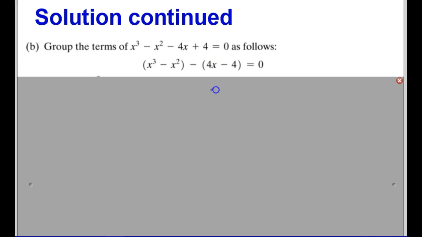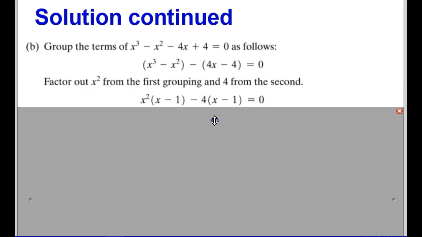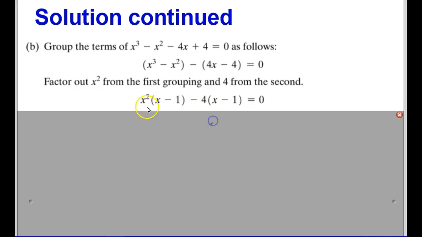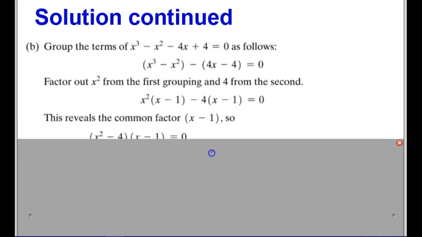So now that I have each set grouped, I can factor out the things that are common in each of those groups. So I see I have x squared in both of these terms, and I have a 4 in both of these terms. And I went ahead and grouped them because I noticed I would end up with an x minus 1 and an x minus 1. If these two things inside your parentheses are different, then we know we need to go back and start again. But since here they're the same, I can go ahead and write out my common factor.